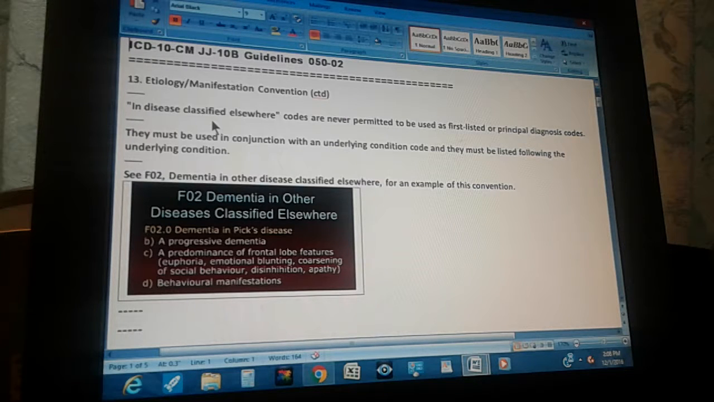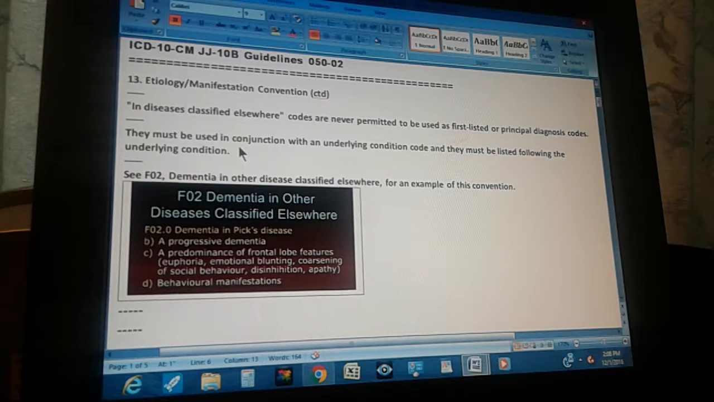So in diseases classified elsewhere, right? Codes are never permitted to be used as first-listed or principal diagnosis codes. So if you see "in diseases classified elsewhere," that means that there's a principal code that you have to put first. That's what it means. You can't use this code only. You have to look for the principal one. Okay, so they must be used in conjunction.